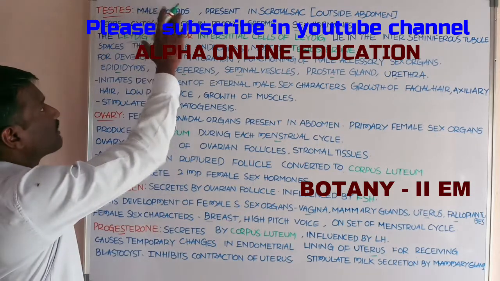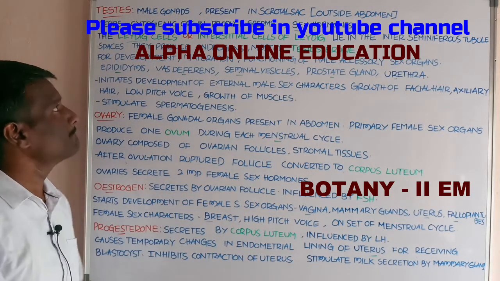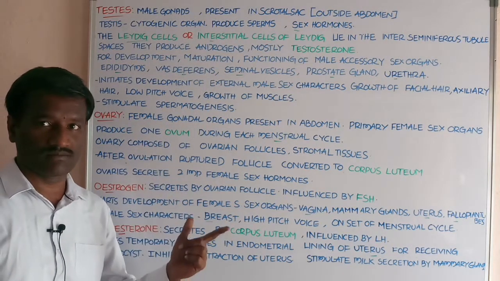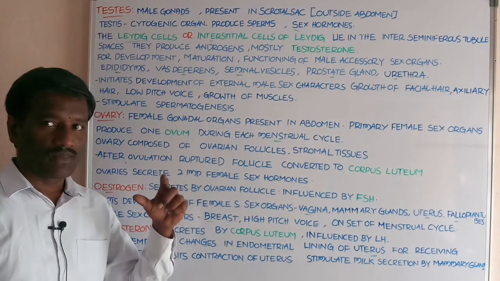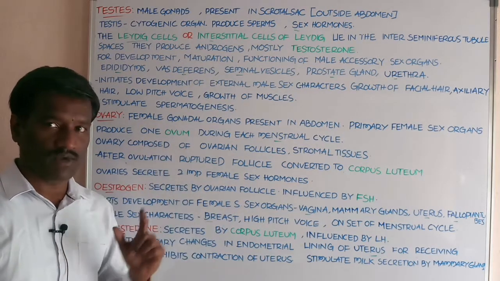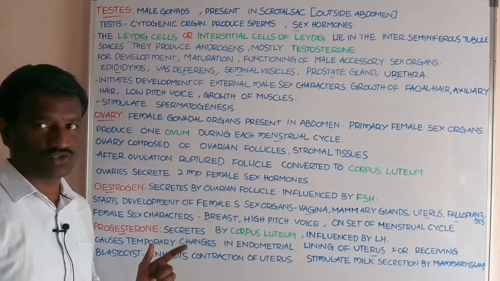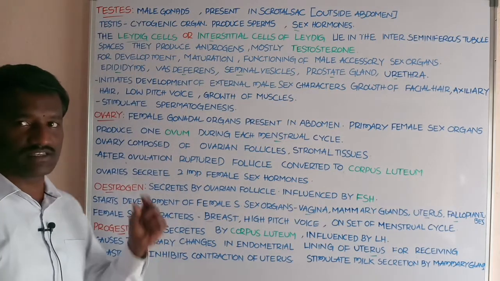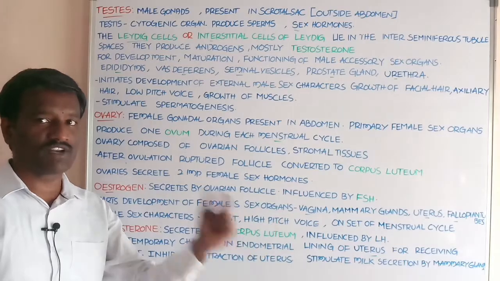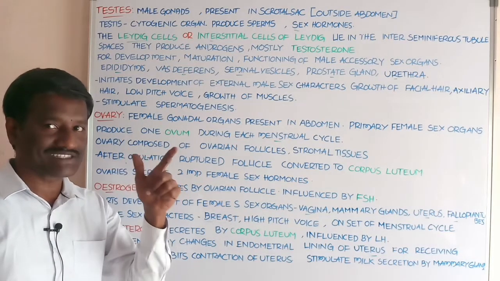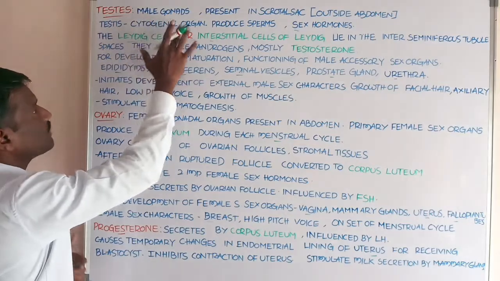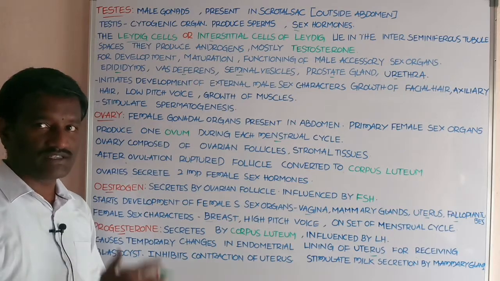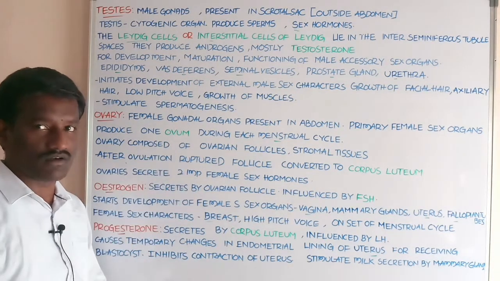Okay, testes are male gonads. These are present in the scrotal sac, located outside of the abdomen. In human beings, the testes are located outside of the abdomen in the scrotal sac. The testis is a cytogenic organ because it produces sperm cells, hence it is called a cytogenic organ.